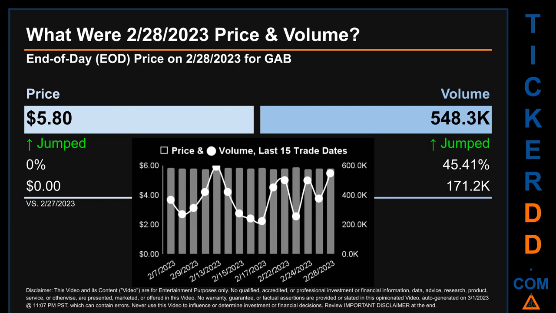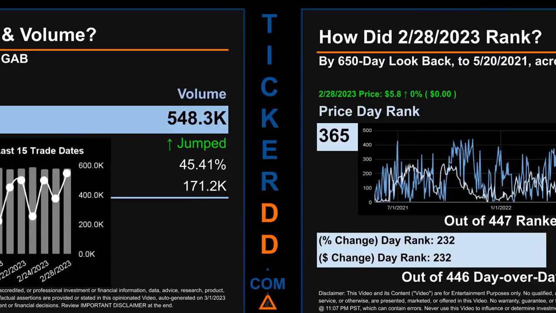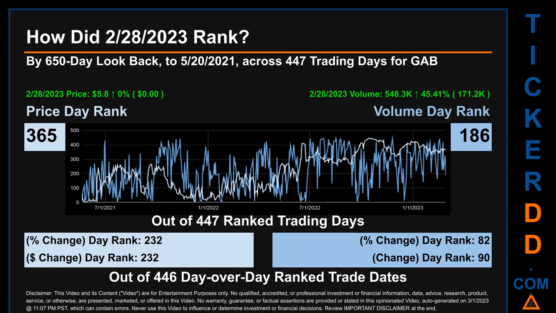The graph shows price and volume for the last 15 trade dates. Across a range of 12 cents, the max and minimum end-of-day price were respectively 5.88 and 5.76. Volume saw a range of 368.9 thousand, from a day low of 224.1 thousand to a day high of 593 thousand.